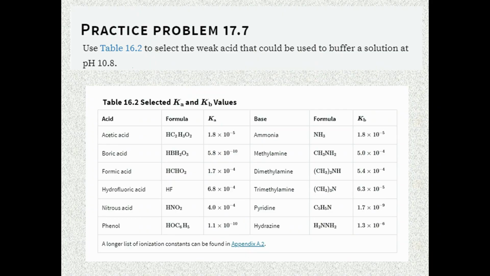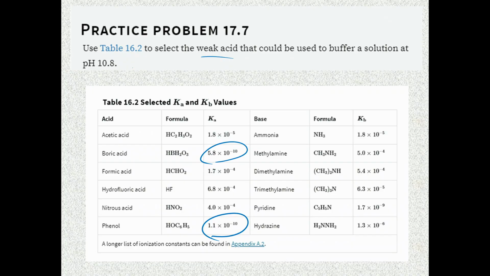I want a buffer solution at 10.8, but it wants a weak acid. It's not telling me to find a base, it's telling me to find a weak acid. At 10.8, I'm going to look at those guys. Preferably, I'd like something 10 to the minus 11. I don't have anything, but I do have things that go down 1, 10 to the minus 10.